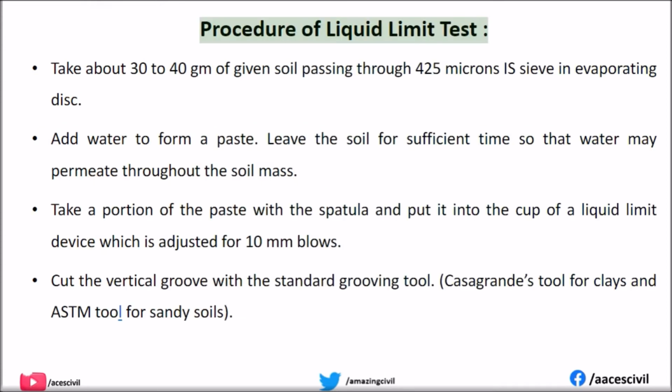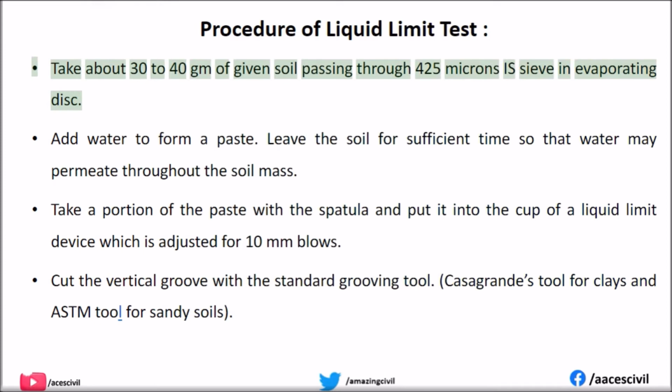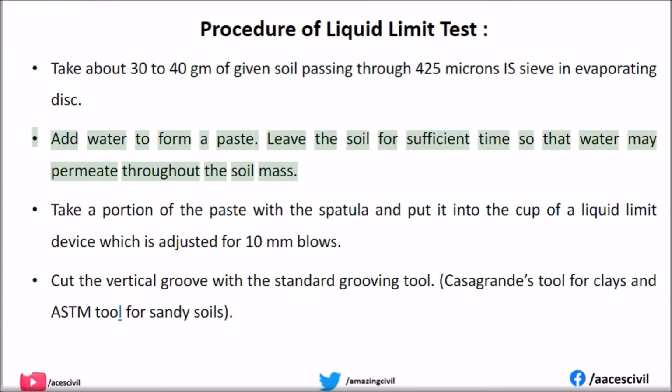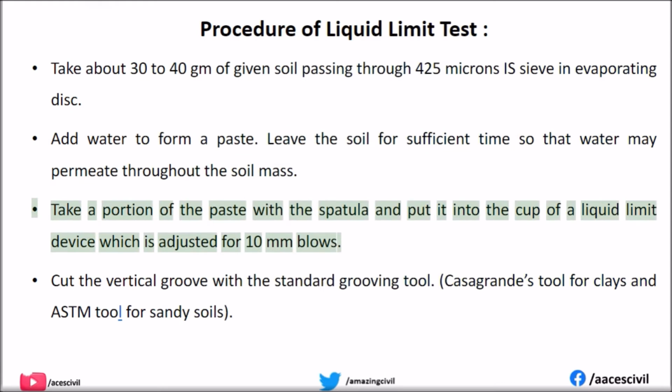Procedure of liquid limit test. Take about 30 to 40 gm of given soil passing through a 425 micron sieve in an evaporating disc. Add water to form a paste. Leave the soil for sufficient time so that water may permeate throughout the soil mass. Take a portion of the paste with the spatula and put it into the cup of a liquid limit device, which is adjusted for 10 mm drop.